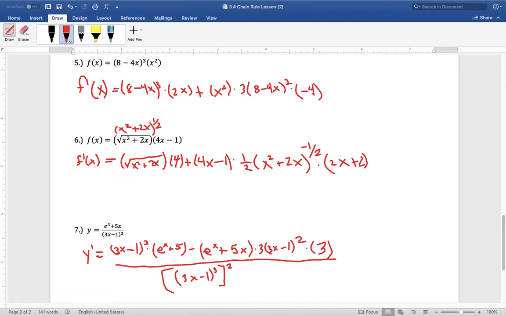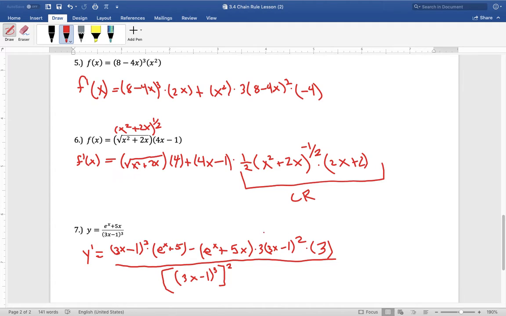Number 6, I had to rewrite this first function in exponent form. And this is a product rule with a chain rule in it. So it's the first times the derivative of the second, which is 4, plus the second, 4x minus 1 times this right here. This whole thing is the chain rule. Okay, so this is where you have to just pay attention to that exponent. So it's going to be 1/2, leave the inside alone to the negative 1/2, times the derivative of the inside.